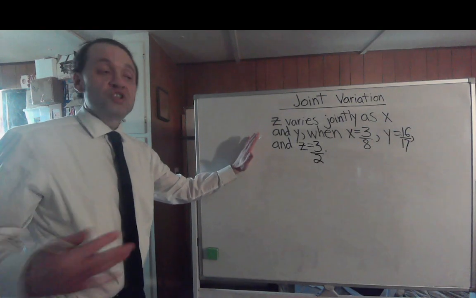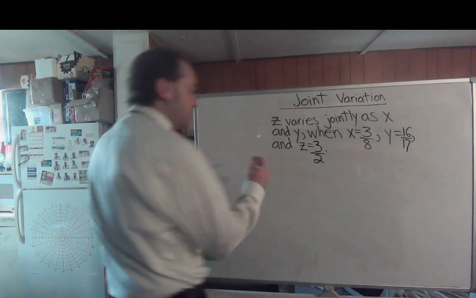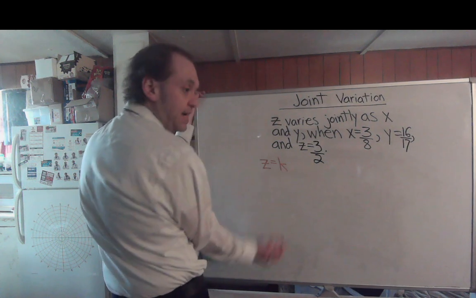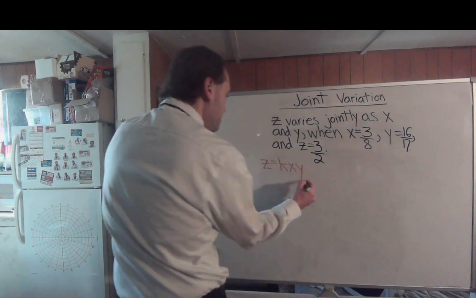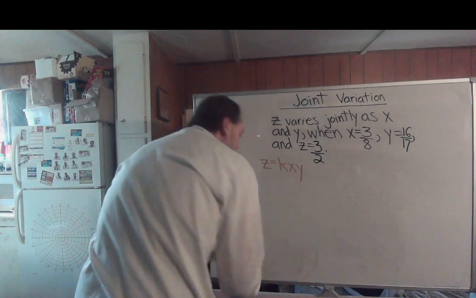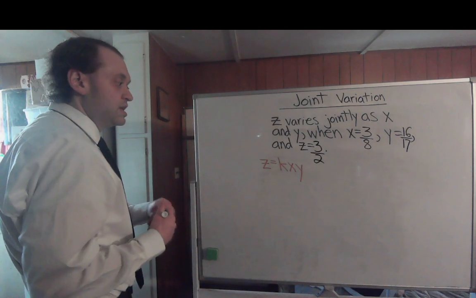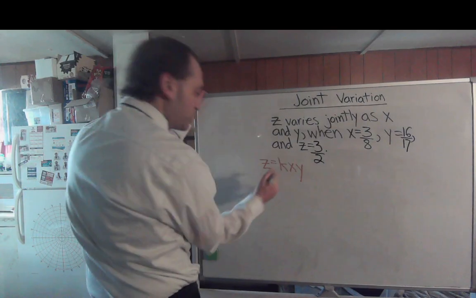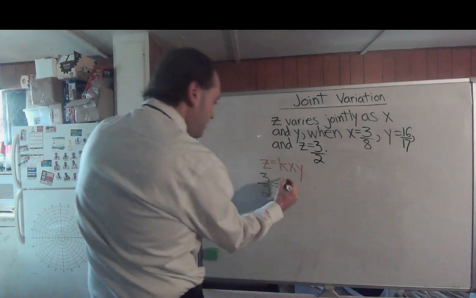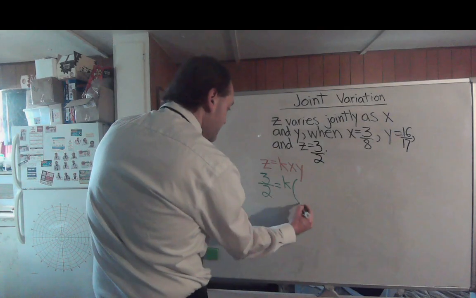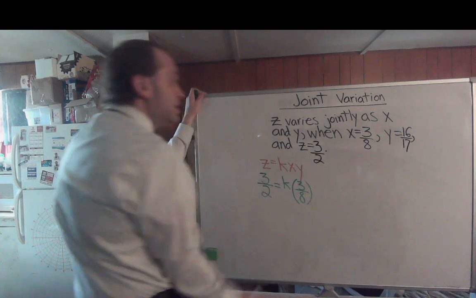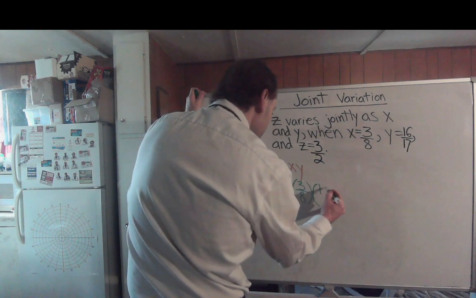That means this is two variable direct variation. So you'll have Z equals that constant of variation K times your XY. So you would get Z equals KXY for your general format. Now the goal is, let's solve for that constant of variation. So input your values. If Z's 3/2, so we'll put 3/2 here where Z goes, will equal that K, which we do not know just yet, times your X value of 3/8, times your Y value of 16/17.